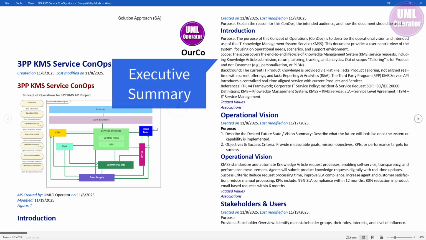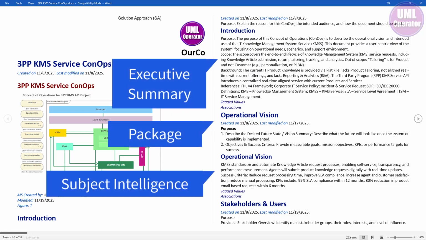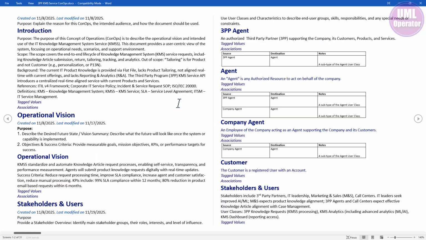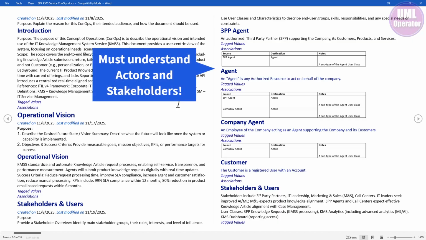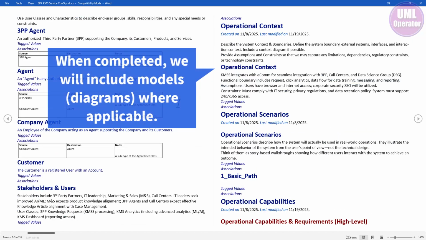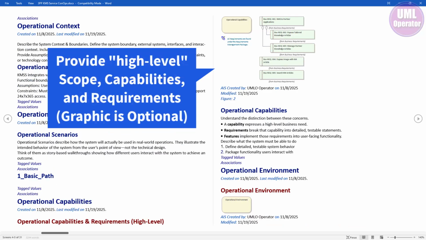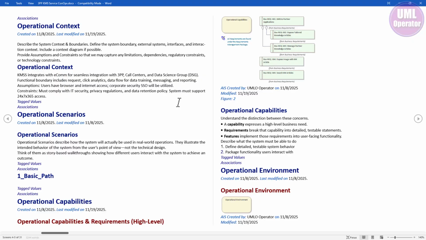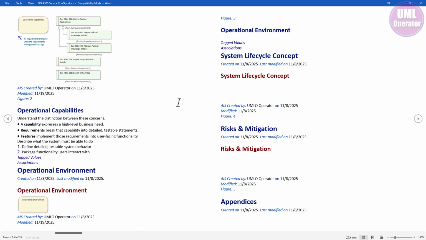So the concept of operations is one of the most important foundation documents in system engineering. It sets the stage for what the system is intended to do, who will use it, and how it will operate in its real-world context. You want to start the concept of operations, or ConOps, intelligence before you ever start requirements or designing solutions.